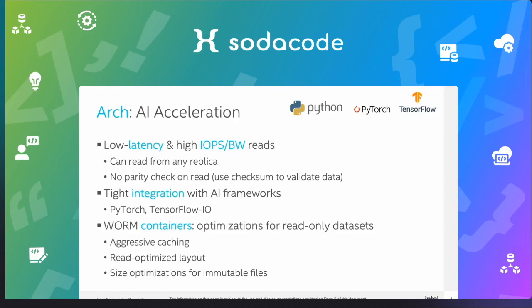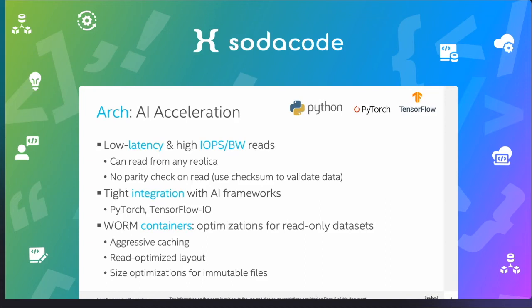As presented in the previous slide, we also did a very tight integration of DAOS with AI frameworks in order to remove all system calls and also deliver more performance higher up in the stack. We are also working on a new feature called warm containers, write once, read many containers, that will allow for further optimization, knowing that the data is immutable. This involves aggressive caching on the client side, since we know that the data is not going to be modified. Also, an optimized representation of the data on the specific layout, and also size optimization for those immutable files.